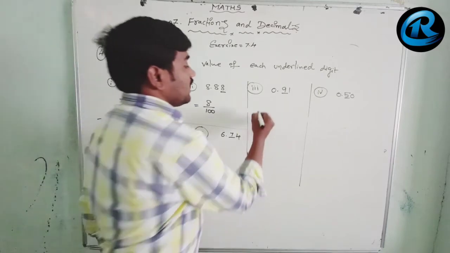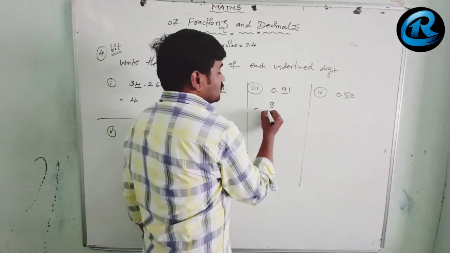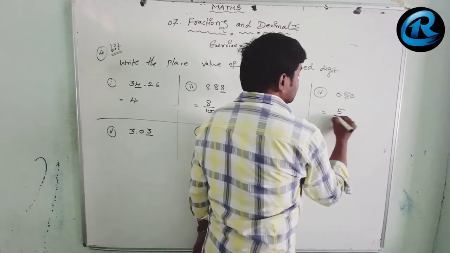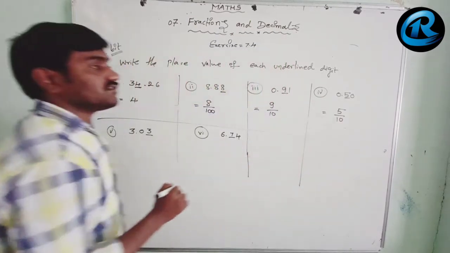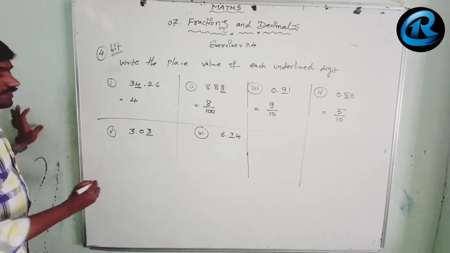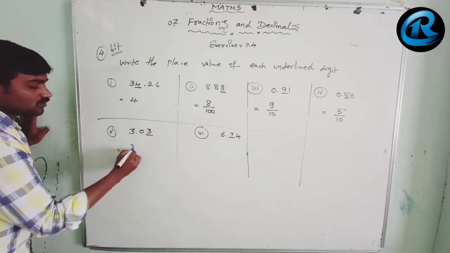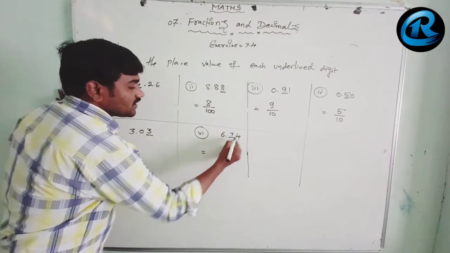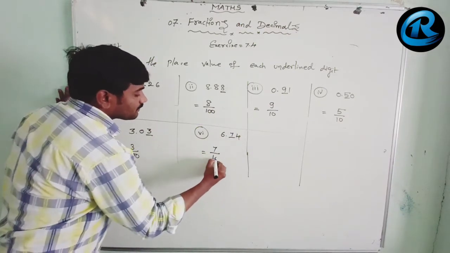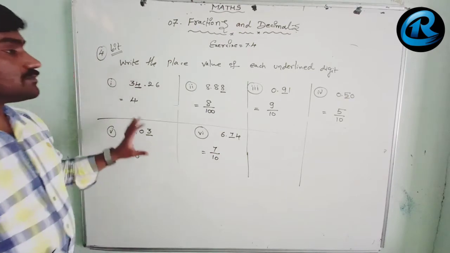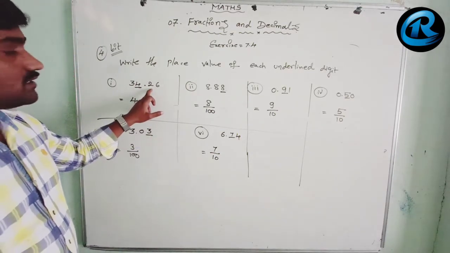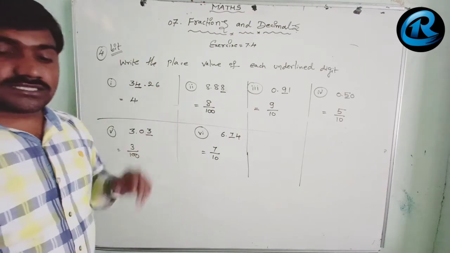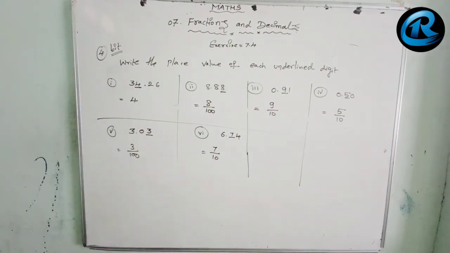Hundredth place. And here it is in tenth place. So 9 by 10. And it is also in the tenth place. So 5 by 10, the place value of 5. Okay, then here it is in the hundredth place, so 3 by 100. Now it is in tenth place, so 7 by 10. Simple. Tenth place, hundredth place, thousandth place, ten-thousandth place will continue like that.